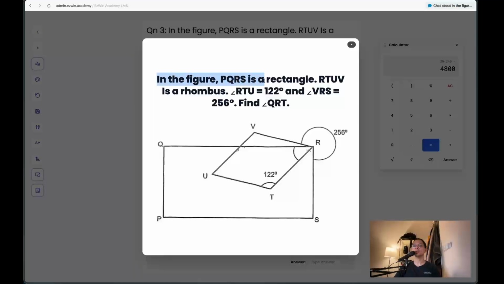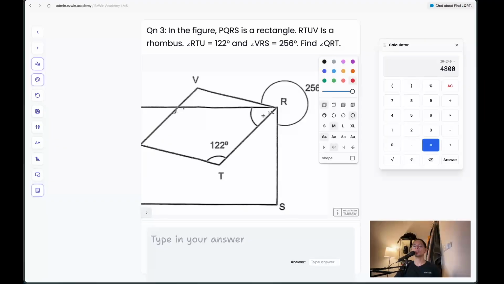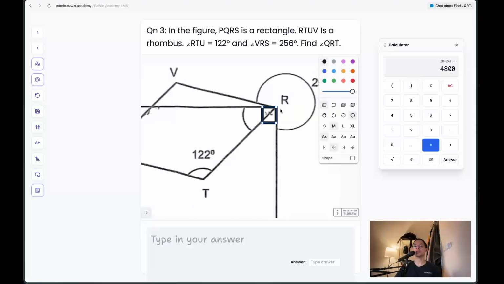All right. Question number 3. In the figure, PQRS is a rectangle, RTUV is a rhombus, angle RTU is 122 degrees, and angle VRS is 256 degrees. Find angle QRT. So we know that this is a rectangle. So let's just mark out the right angle over here. If we want to get the QRT, which is highlighted in red, we need to get this angle, which is TRS.